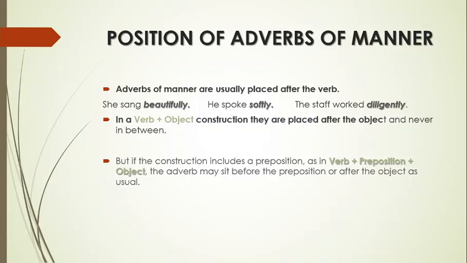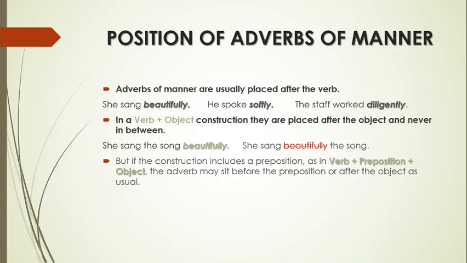In a verb and object construction, they are placed after the object and never in between. So, adverbs of manner will never come in between verb and object. Whenever there are these two things placed side by side, the adverb will be moved to the end. For example, she sang the song beautifully. You see, sang, verb, and then the object, the song. The adverb beautifully comes at the end of it. We will never say she sang beautifully the song. That is, we will never use an adverb to separate verb and its object.